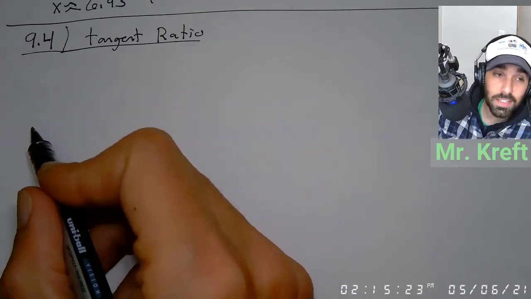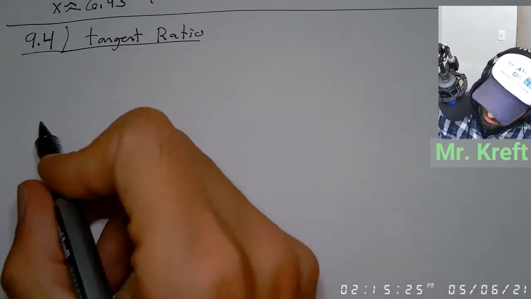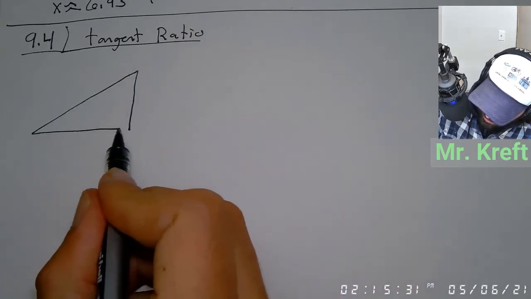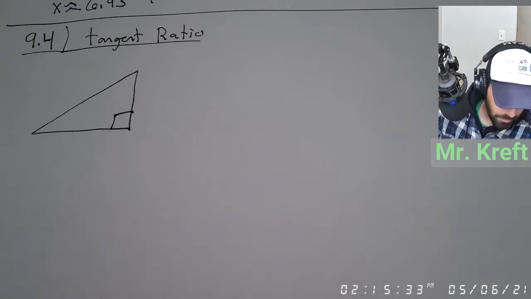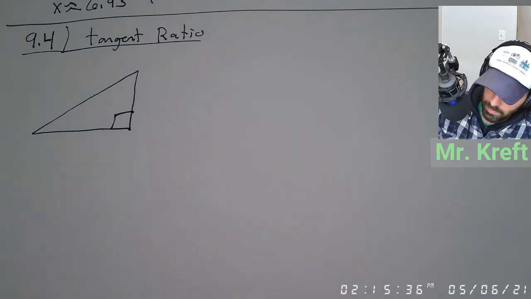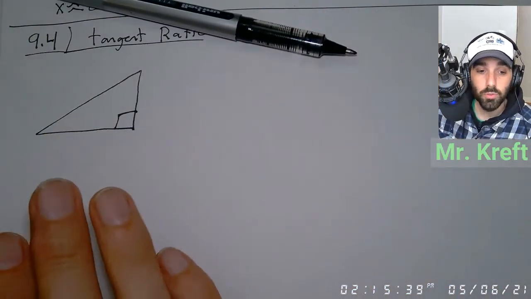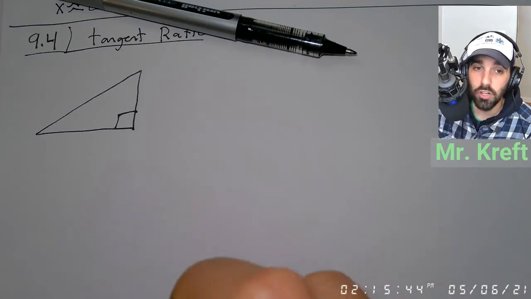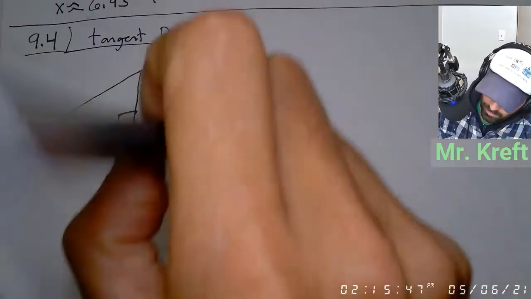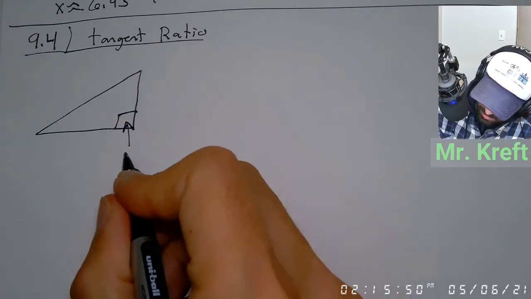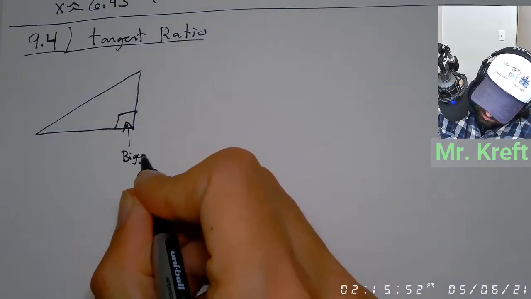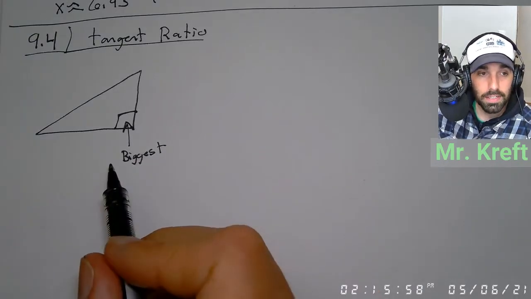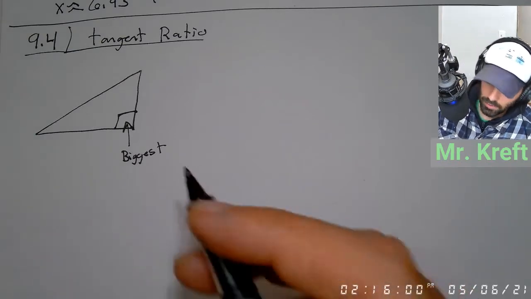So the first is this relationship between angles and the opposite sides. Okay, so I'm going to draw a right triangle like this. Now, looking at this right triangle, we've already dabbled a bit into this idea of there being a relationship between an angle and the side opposite of it. So first of all, the 90 degree angle is the biggest angle. Okay, so in a right triangle, the 90 degree angle is always going to be the biggest angle.